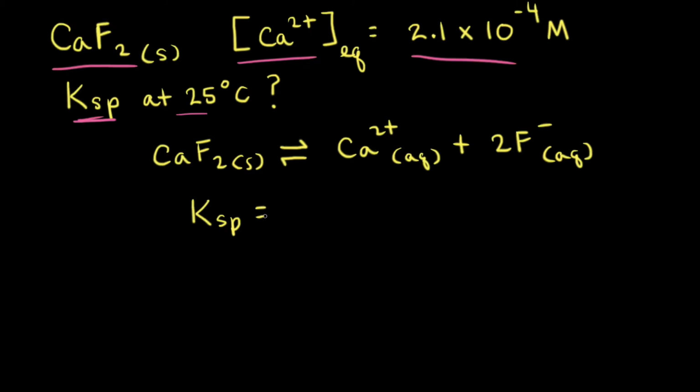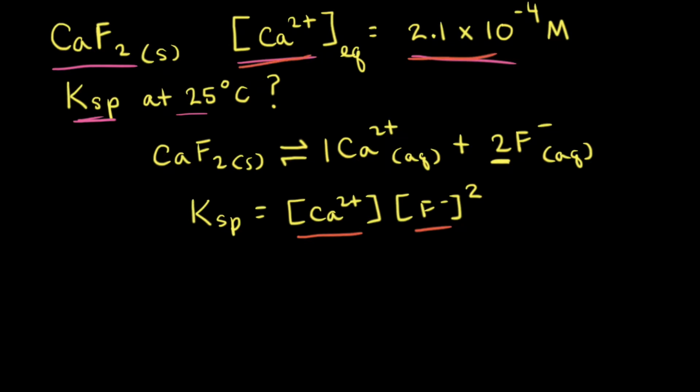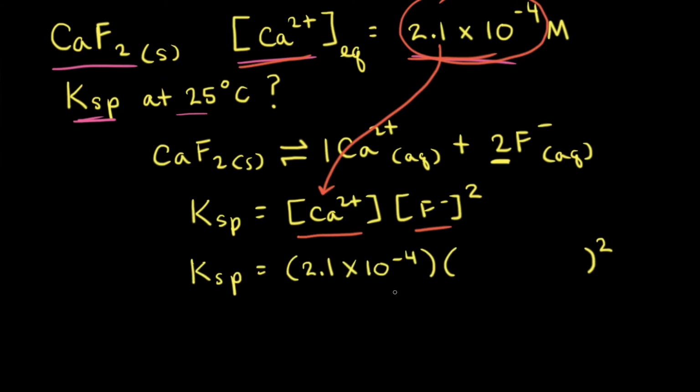So Ksp is equal to, there's a 1 as a coefficient in front of Ca2+, so it would be the concentration of Ca2+ raised to the first power, times the concentration of fluoride anion, and since there's a 2 as a coefficient, this is the concentration of fluoride anion squared. For a Ksp expression, these are equilibrium concentrations, and we already know the concentration of Ca2+ at equilibrium is 2.1 times 10 to the negative fourth. So that can be plugged in for the equilibrium concentration of Ca2+. So here's our expression with 2.1 times 10 to the negative fourth plugged in.